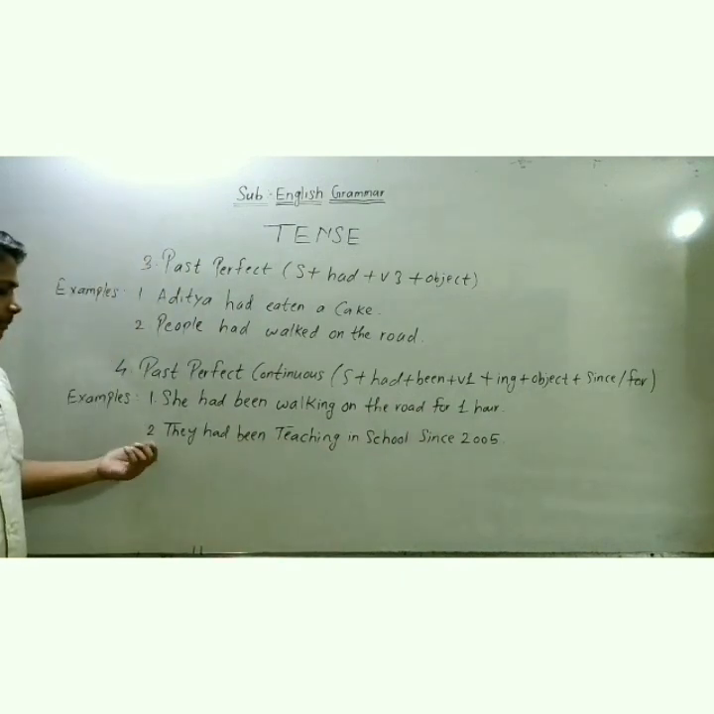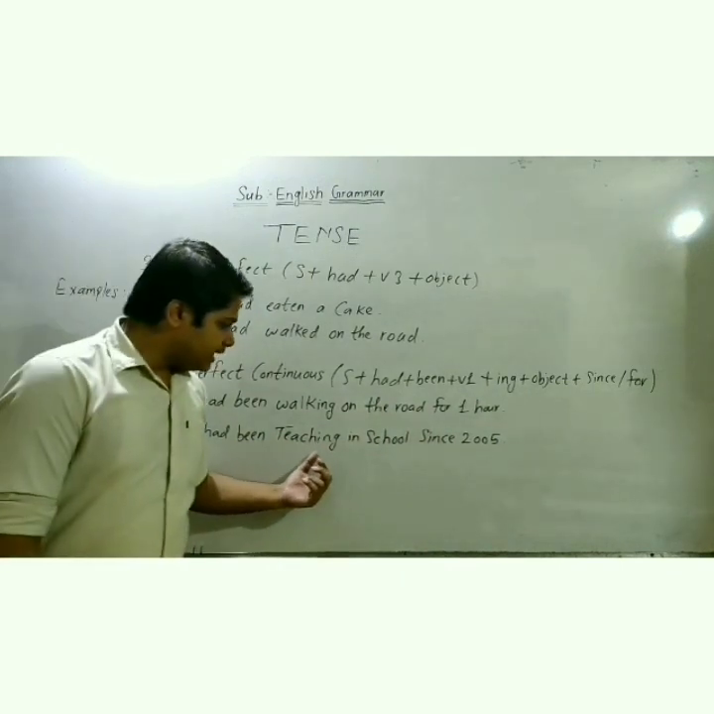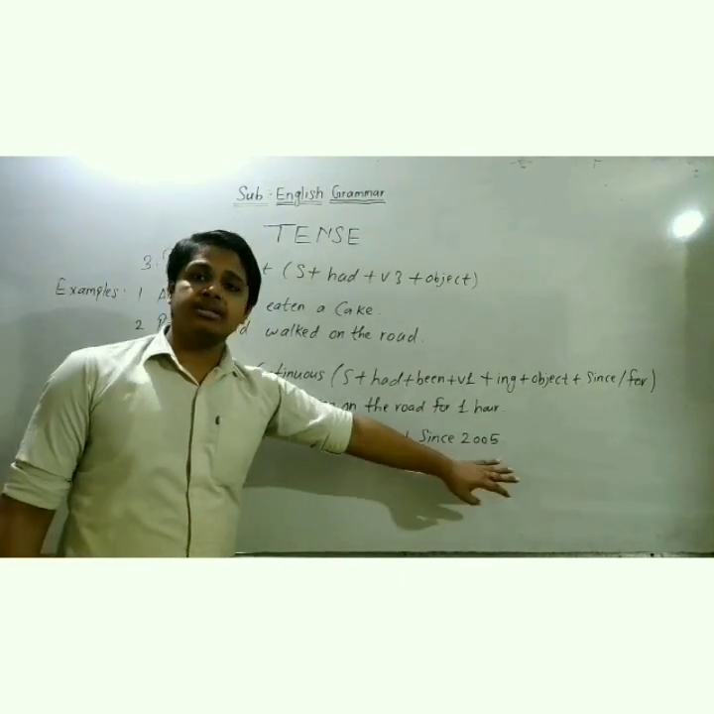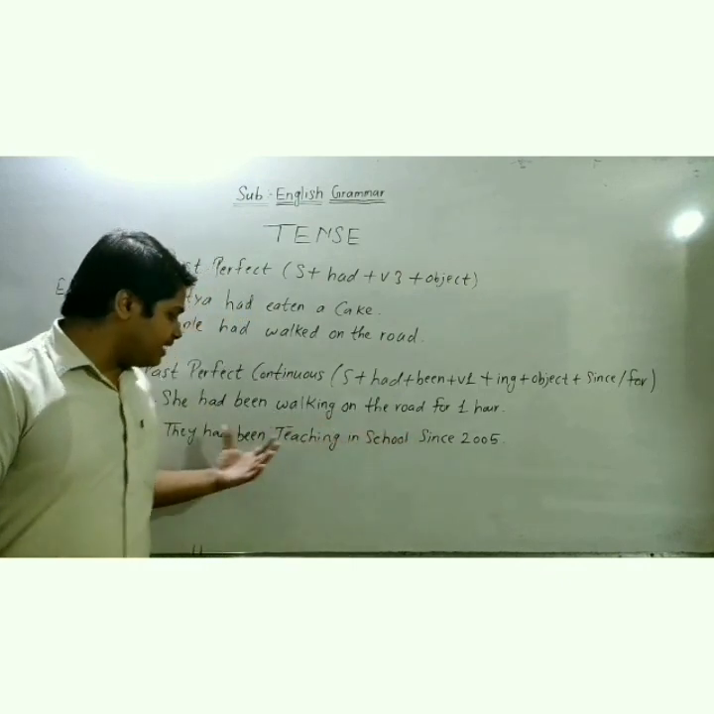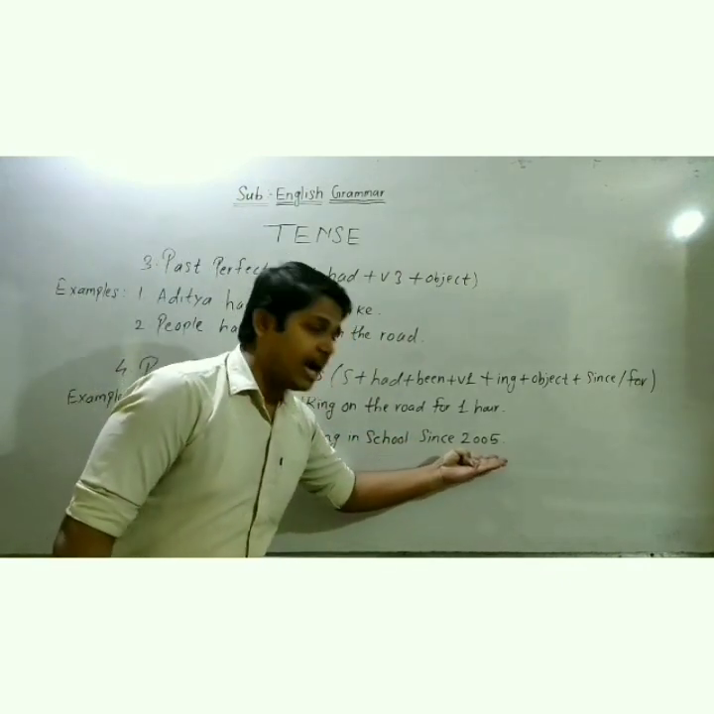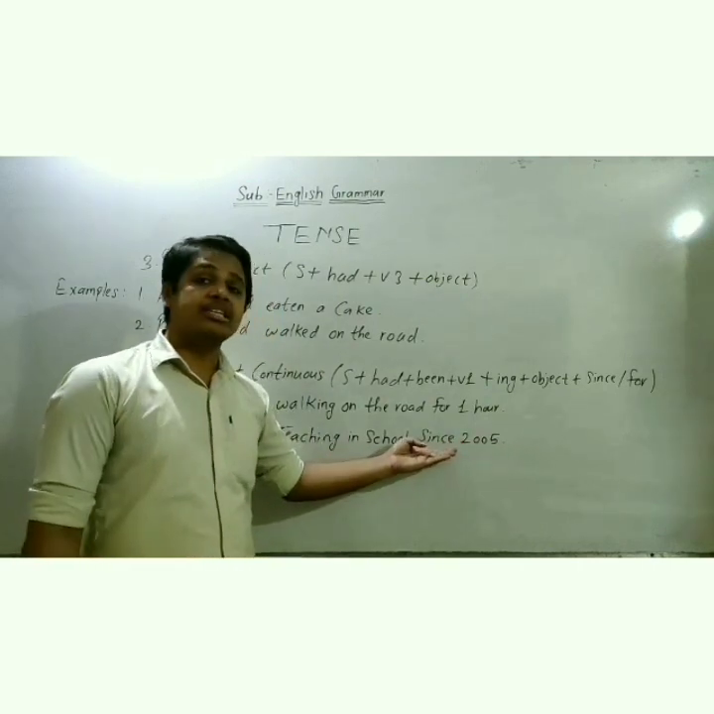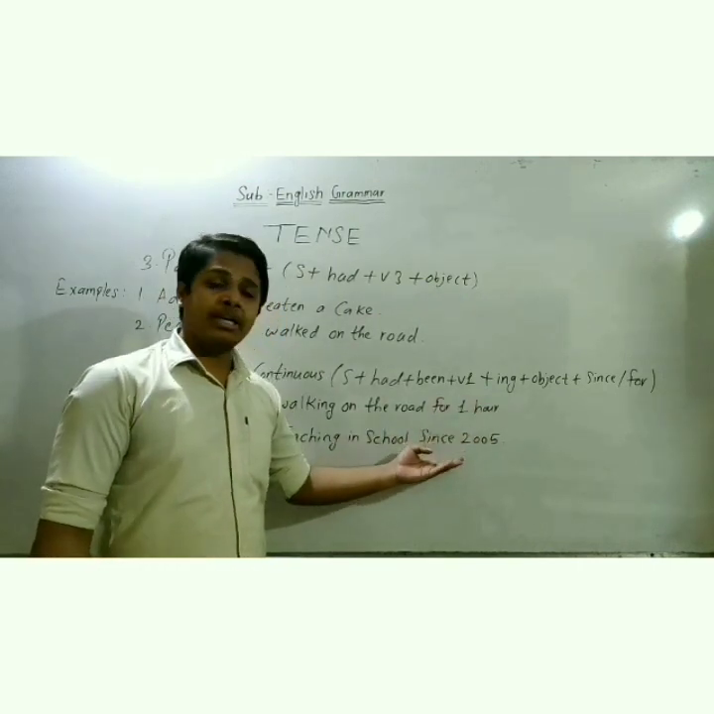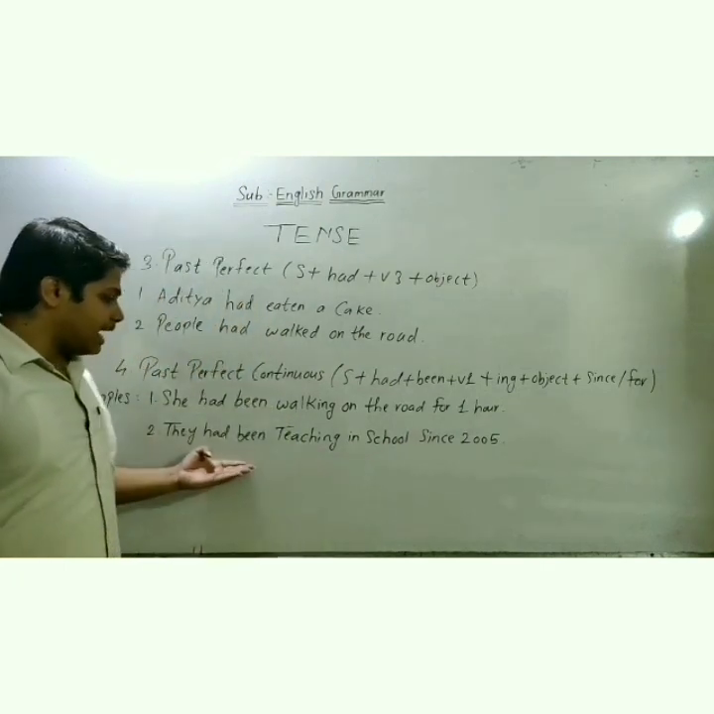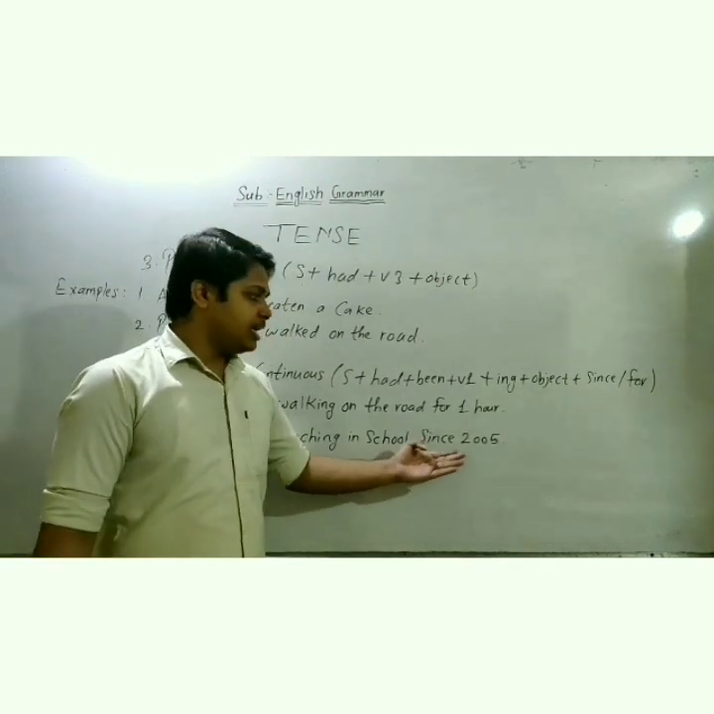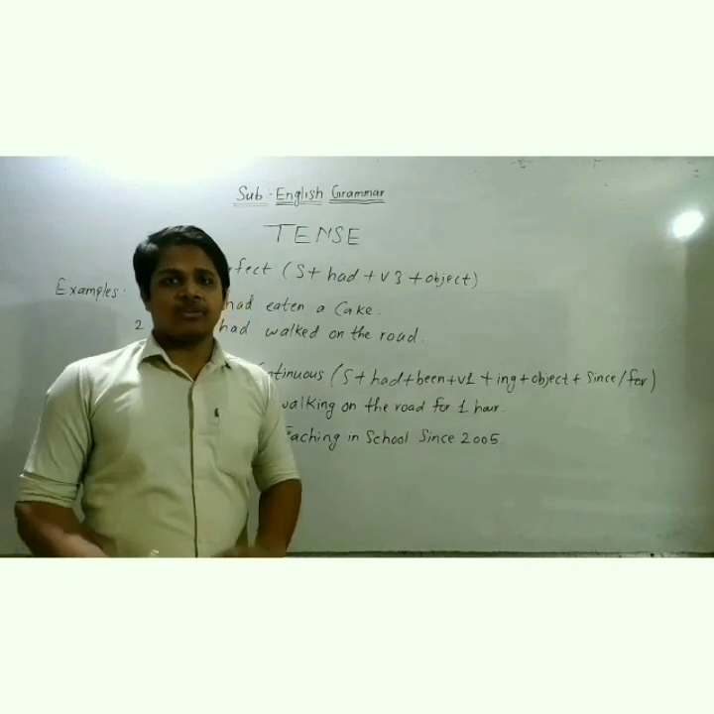The second example is they had been teaching in a school since 2005. Here, as we can see, since 2005, the year is mentioned properly, so we have to use since. We can't use for in this example. So, they had been teaching in school since 2005. Thank you.